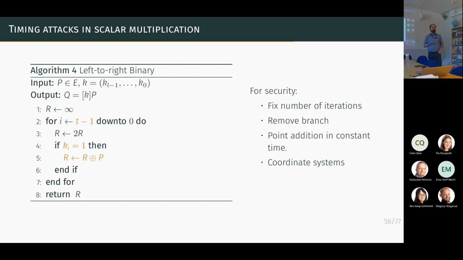We need to fix the number of iterations somehow. We need to remove that branch. We need to implement point addition in constant time using, in the conventional solution, complete formulas without branches too. So you need to pick the coordinate system carefully. If you're implementing prime curves, use the Edwards model, for example.